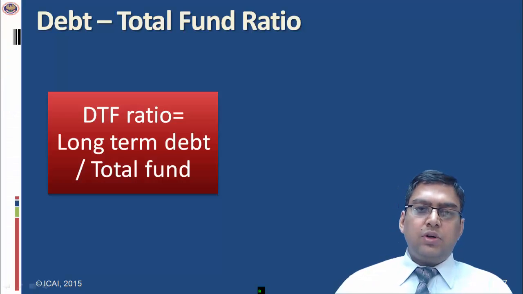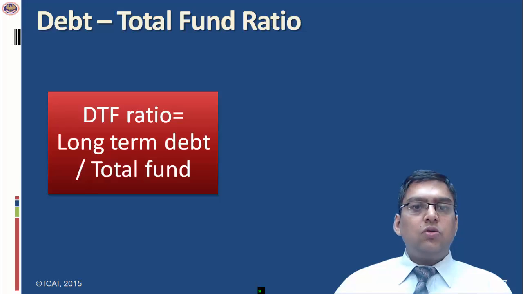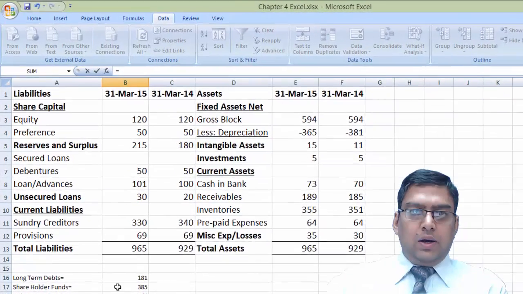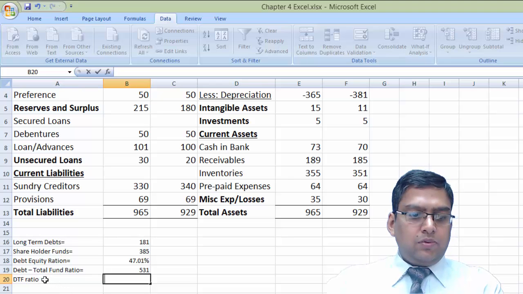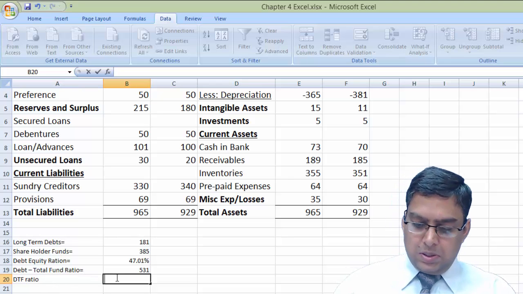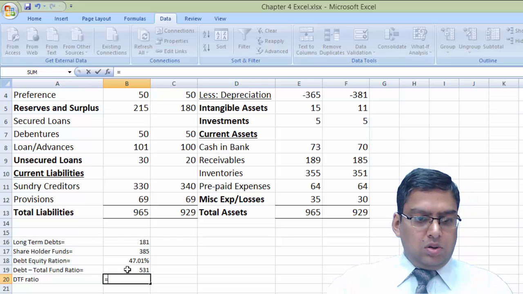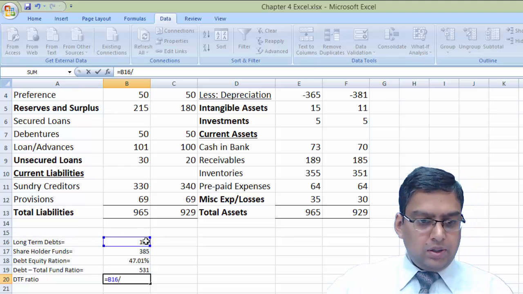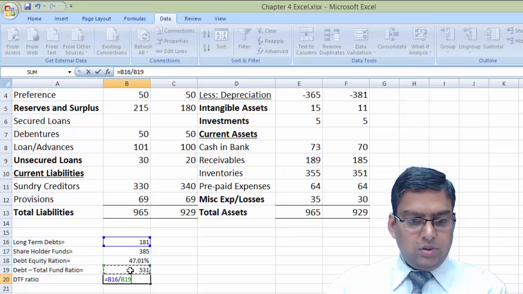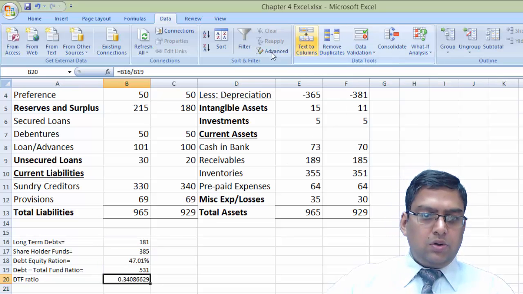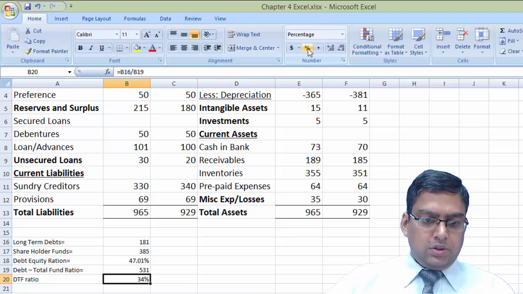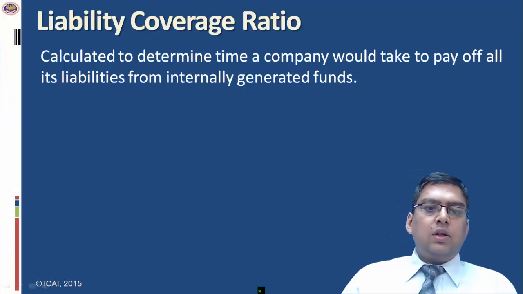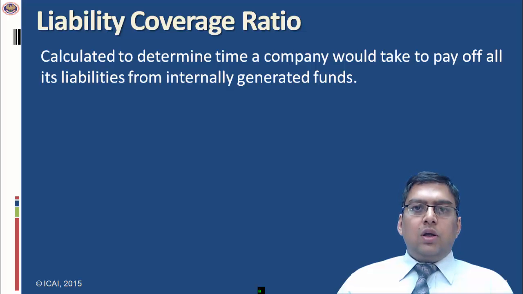Next one is the debt total fund ratio. Debt total fund equals long term debt divided by total funds. And the ratio of total debt to funds equals G16, that means total long term debt divided by total funds. That is converted into percentage. This is required.